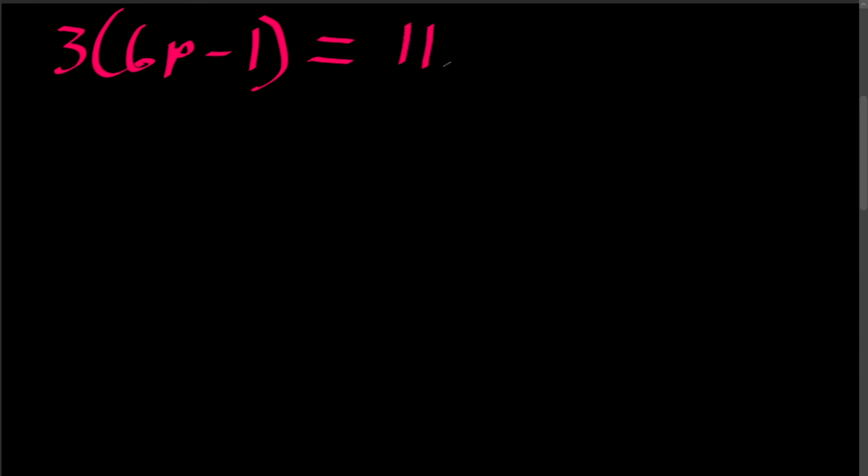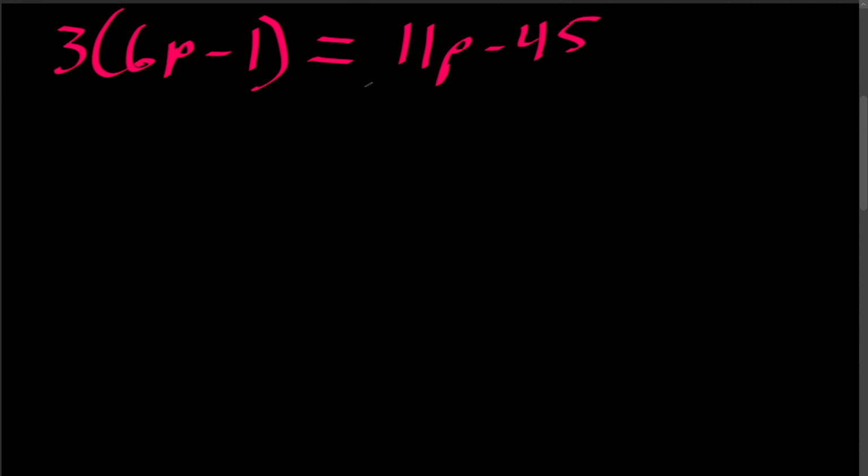So let's try another. Let's actually do something where we have to distribute. All right, so let's say we want to do 3 times (6p minus 1) equals 11p minus 45. All right, so you can also try to pause this and see if you can do it. I bet a lot of you could, but let's go through it.